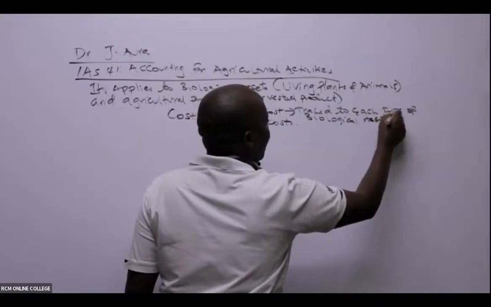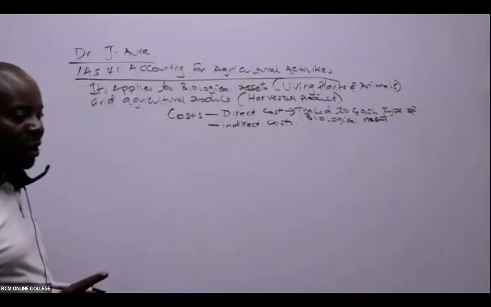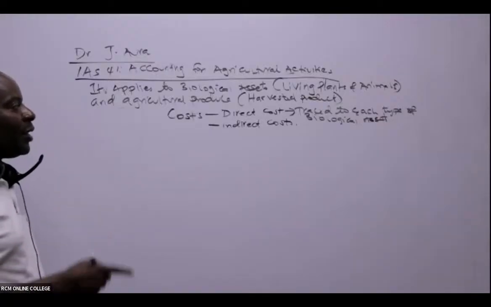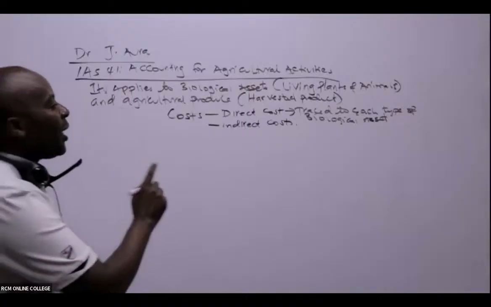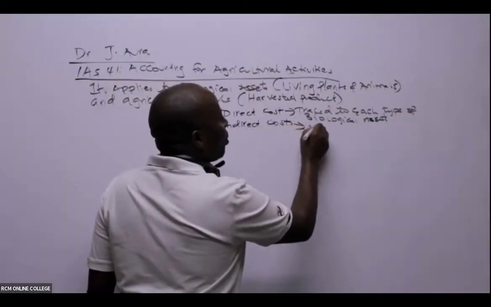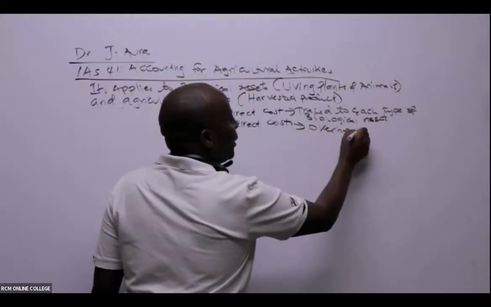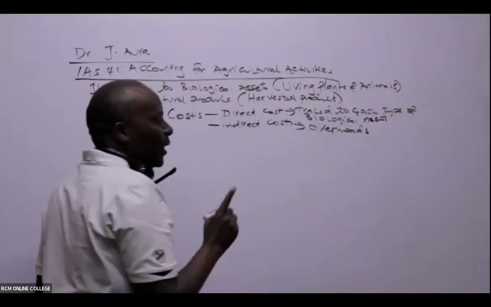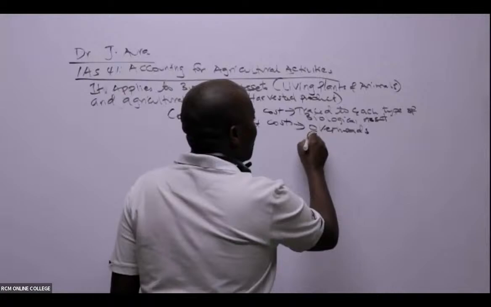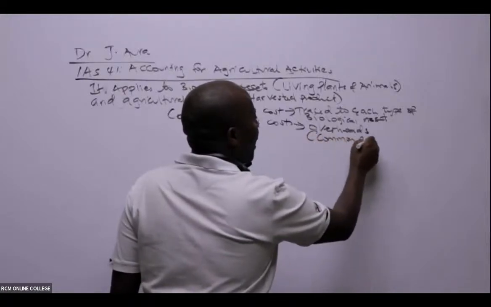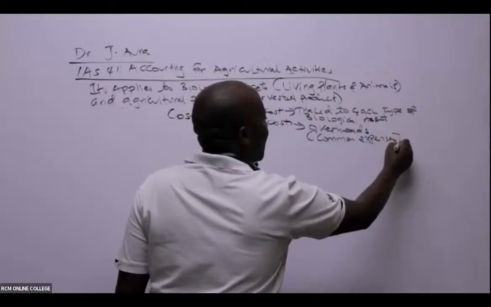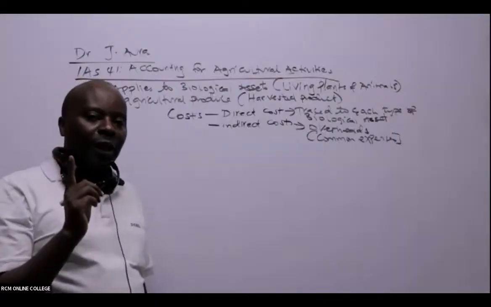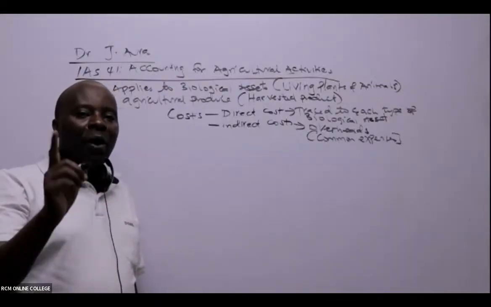So it's all about traceability. Are we able to trace this cost to a biological asset? If yes, then it's called direct. If we incur indirect costs, these are also known as overheads. They are those common expenses incurred for the good of many biological assets.